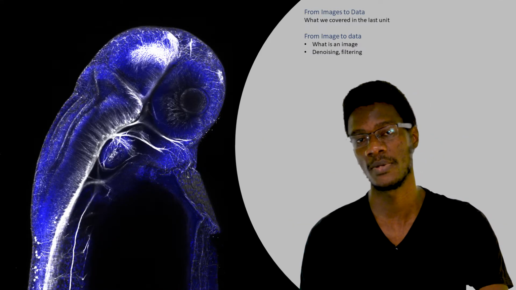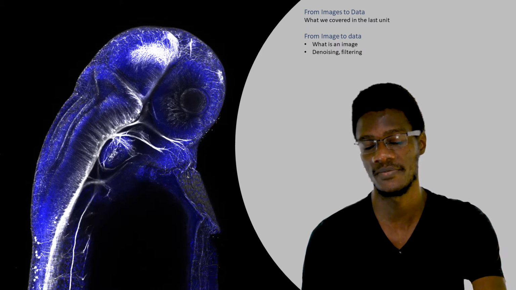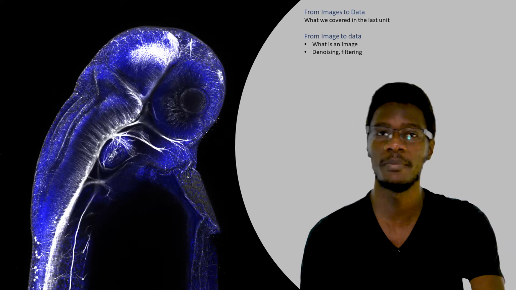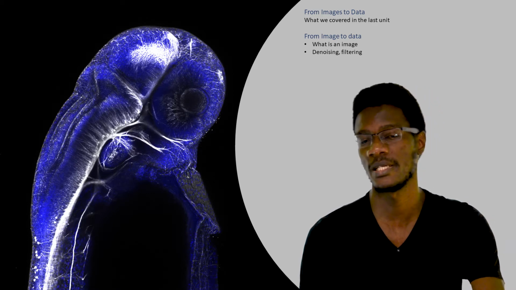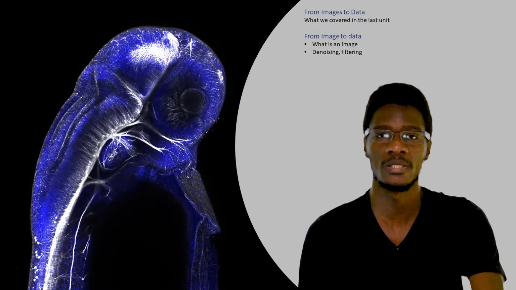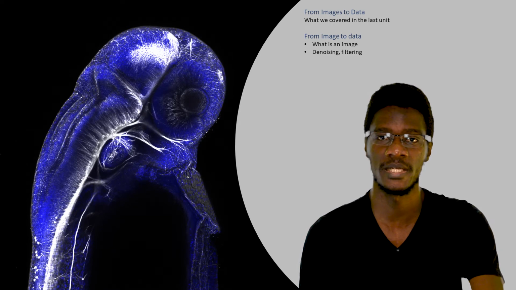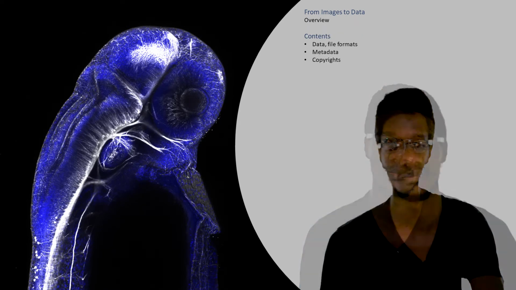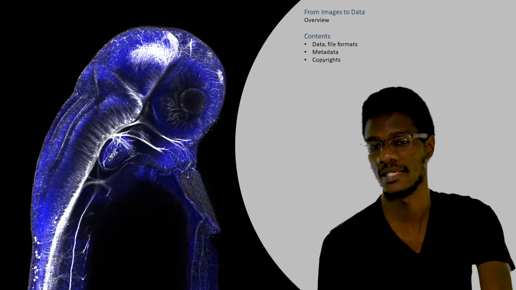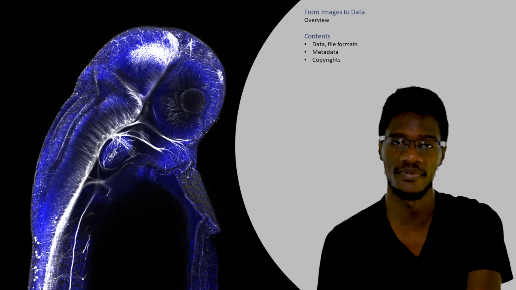Hello everyone, and welcome to the Week 4 Unit 3 lecture on data, metadata, file formats and copyrights. The aim of this lecture is to teach you about data from scratch and review the best practices for handling data, which includes what is a file format and choosing the best format for your data, file format, metadata and copyrights. In the previous lectures, we had a look at what is an image, denoising and filtering of images.